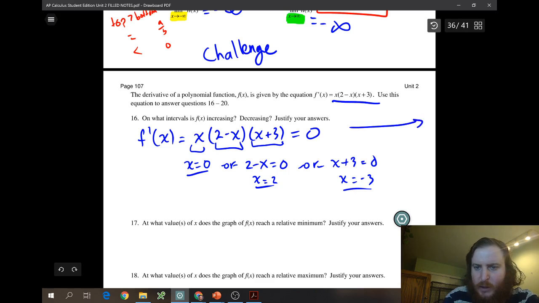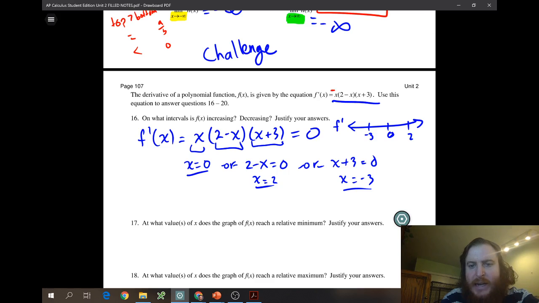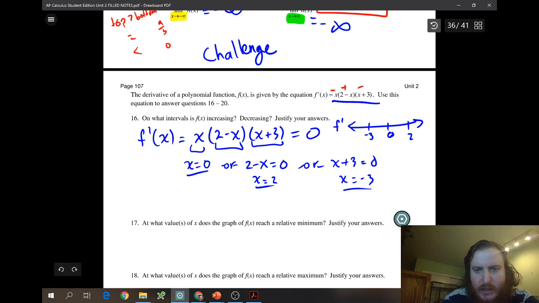So I'm going to put my number line up here, just to give myself a little more room. F prime. I have negative 3, I have 0, and I have 2. And we're going to plug in numbers in between those. So I'm going to plug in, say, negative 4. If I plug in negative 4, I get negative. 2 minus negative 4 is like 2 plus 4. That's a positive. And then negative 4 plus 3 is a negative. A negative times a positive times a negative is positive.